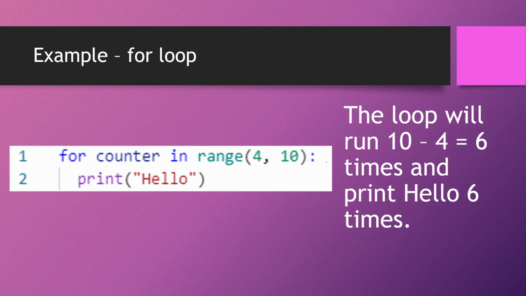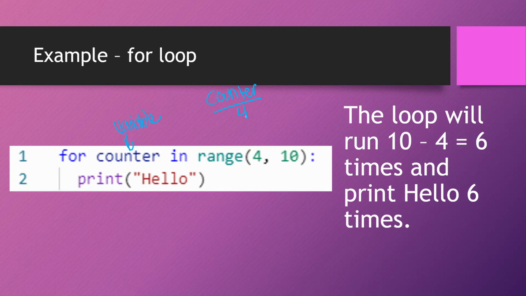So I have an example here. I have another for counter in range 4, 10. Again, this is my variable right here, it's counting for us. What's going to happen is the counter variable is going to start at 4 and go until it gets to the number right before 10. So ultimately, this loop will run 6 times, because 10 minus 4.